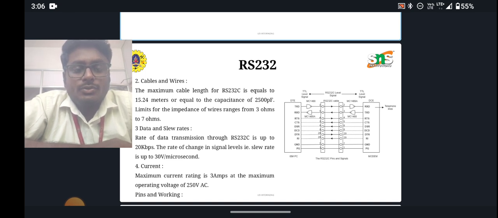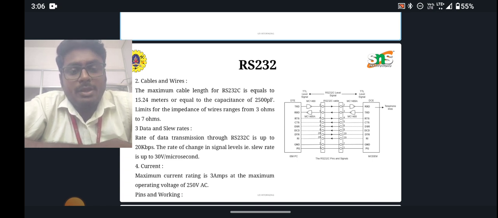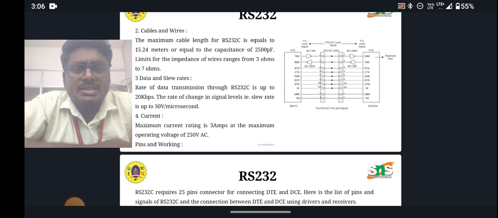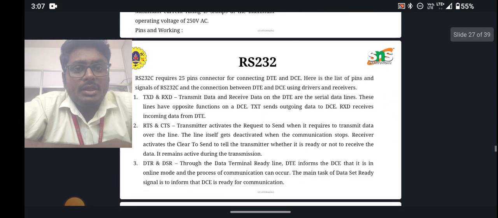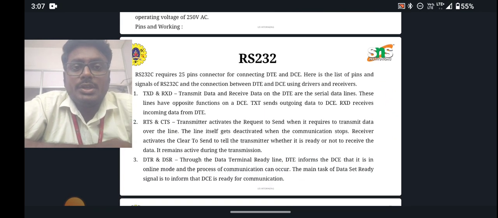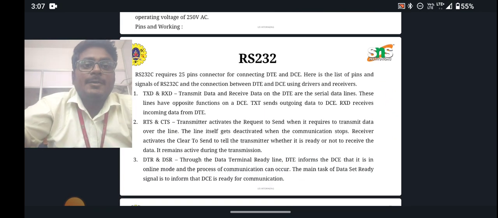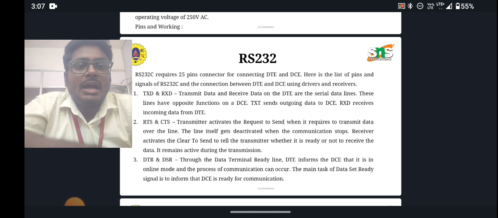In data and slew rates, the rate of data transmission through RS232C is up to 20 kbps. The rate of change in signal level, that is the slew rate, is up to 30 volts per microsecond. The maximum current rating is 3 amps at the maximum operating voltage of 250 volts AC. RS232C requires 25-pin connectors for connecting the DTE and DCE.